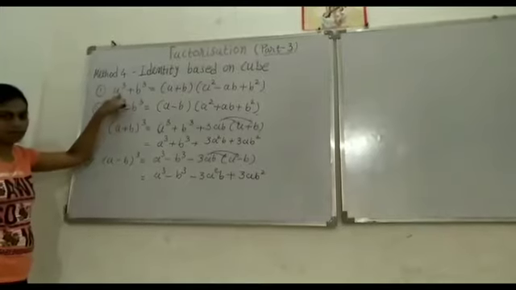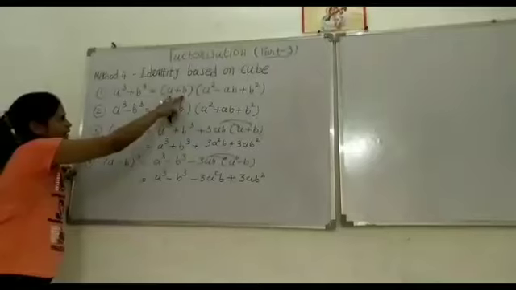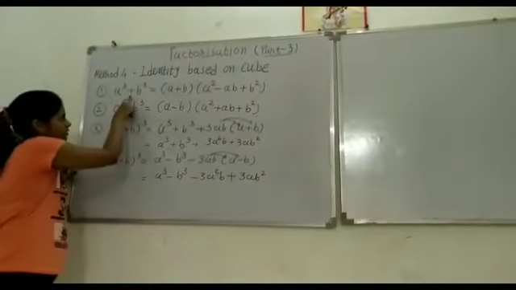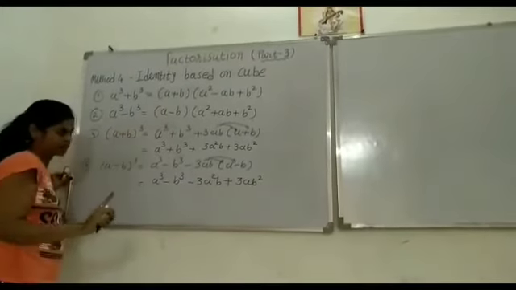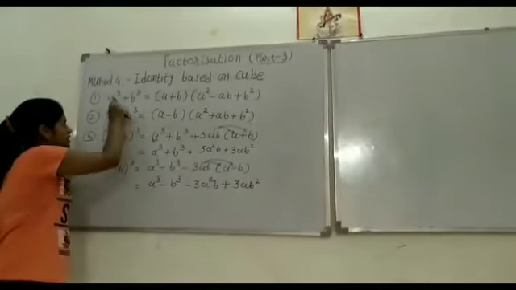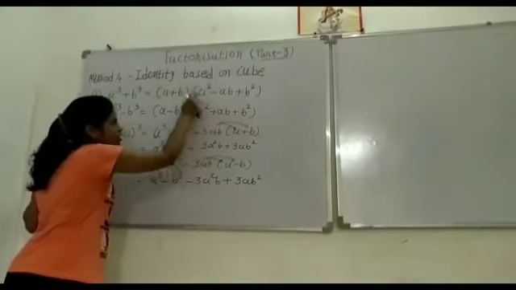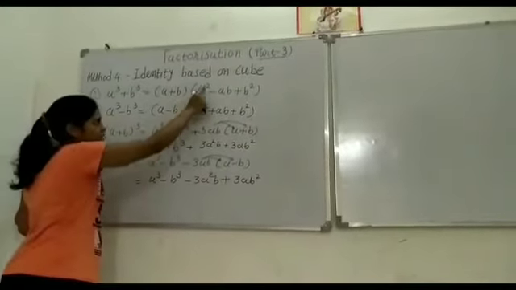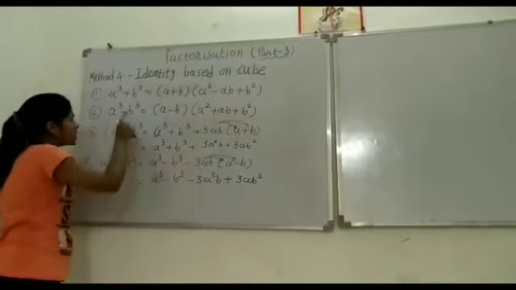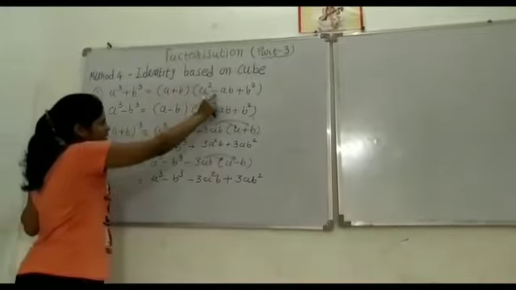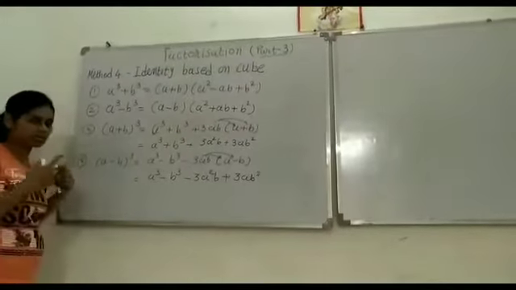Now see here, your first identity is whenever you have an individual cube and in between plus, that means these two are perfect cubes. Then how can you remember this identity? In the first bracket you write a plus b. Whenever here is plus, you write plus; whenever you have minus, write minus. Now in the second bracket, the first and last terms are both positive, so this is plus a square and this is plus b square. Whenever here is plus, in the second bracket write minus; whenever here is minus, in the second bracket write plus. You can remember it this way.